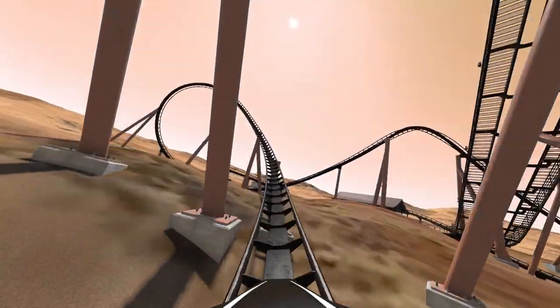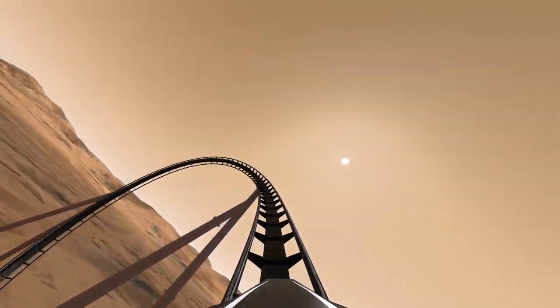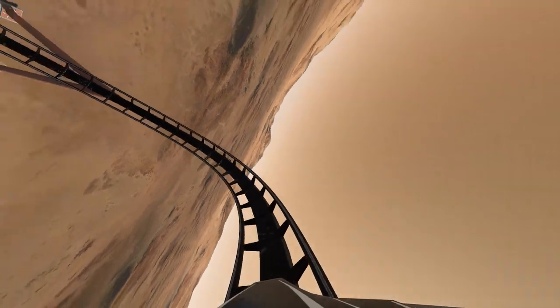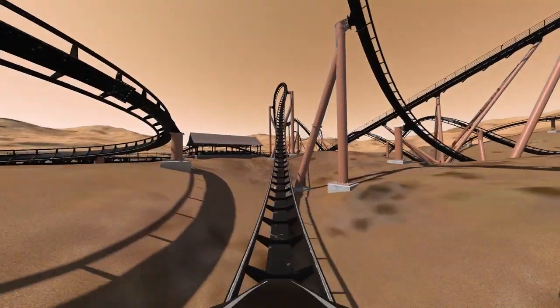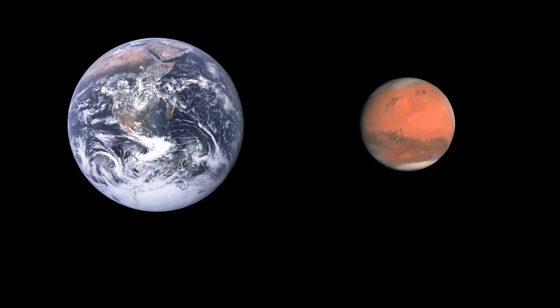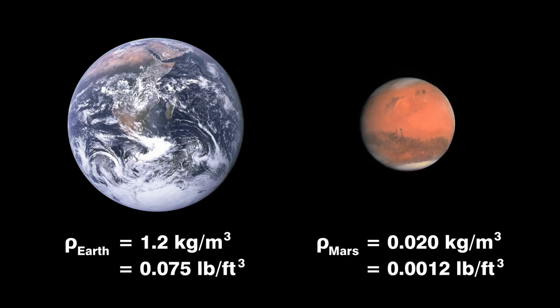So now that we have taken a look at how gravity would affect the physics of roller coasters on Mars, there's only one more thing that we need to consider before wrapping up the video, and that's the atmosphere. At the surface of Mars, the atmosphere is about 98% less dense than it is on Earth, and it is not suitable for humans to breathe.